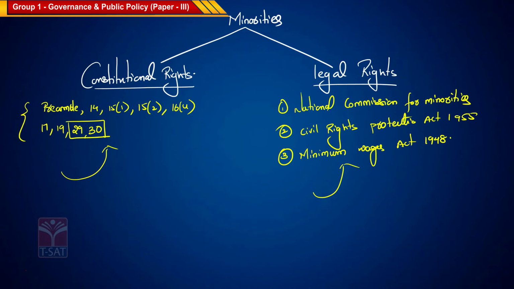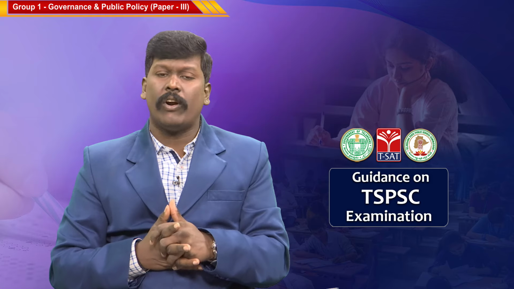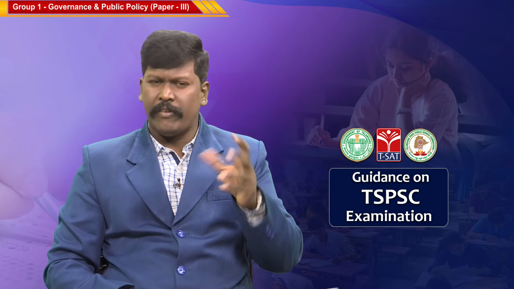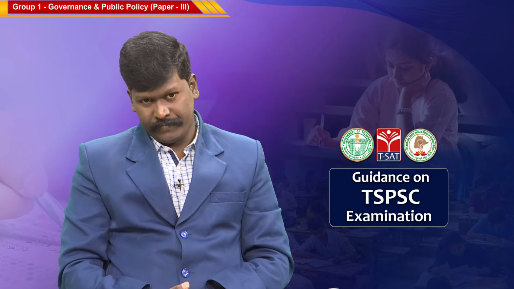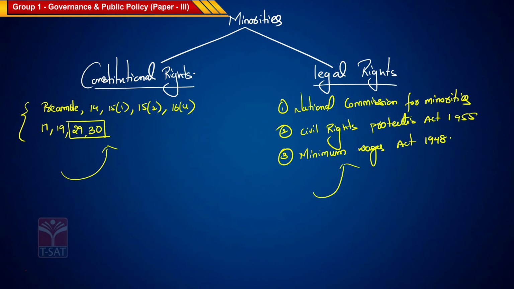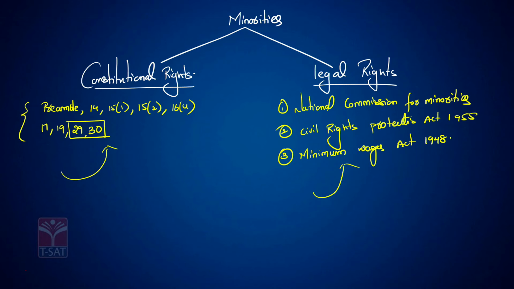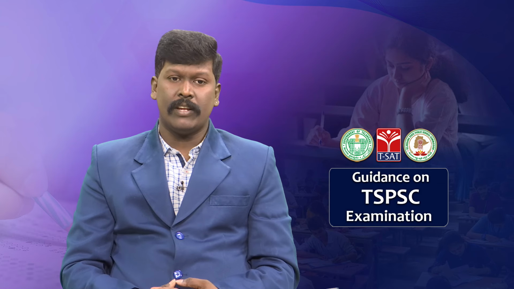See, because it is a 10 marker, you should not exceed 200 words. 150 is sufficient, 150 to 200, it should be in between only. So the reason you need to have this content in mind before, and you need to elaborate each and every point. So this is your chapter 1 of paper 3 governance.